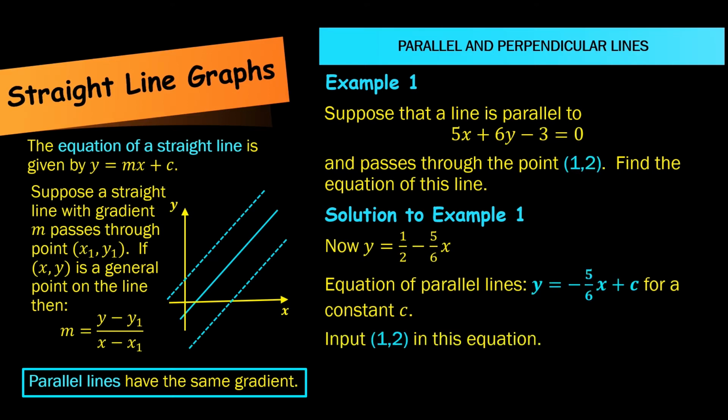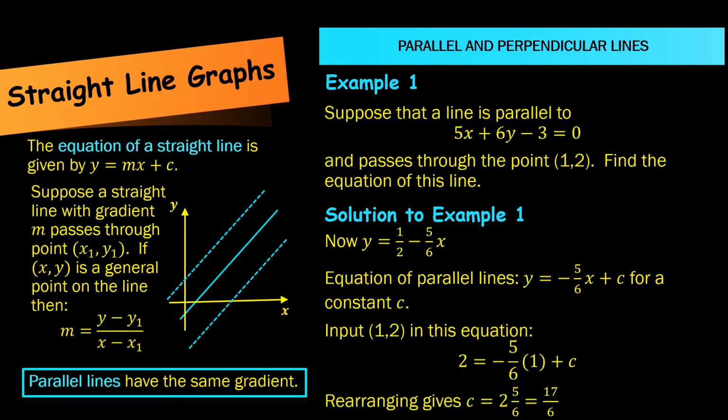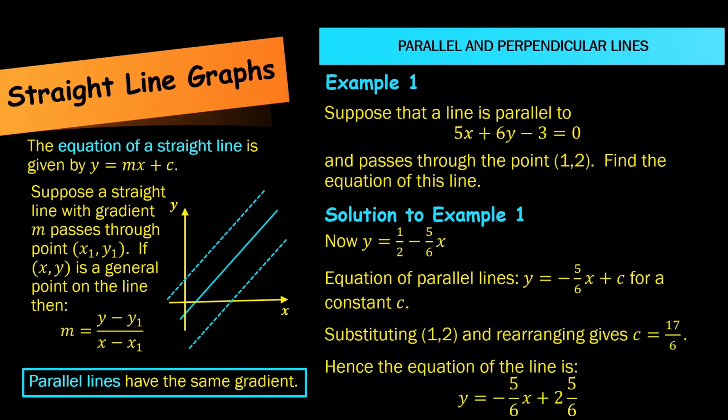We will input x equals 1, y equals 2 in this equation. x equals 1 here, as shown, and y equals 2 here. Then rearrange to give c equals 2 and 5/6, or 17 over 6. Therefore, the equation of the line is y equals minus 5 over 6 x plus 2 and 5/6.